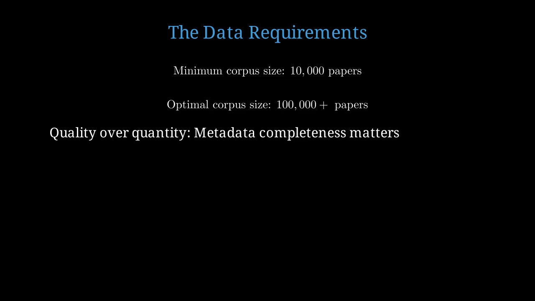Papers need complete metadata, including abstracts, citations, and author information. A major challenge is accessing paywalled literature. Many AI systems rely on open-access papers, which may not represent the full landscape.